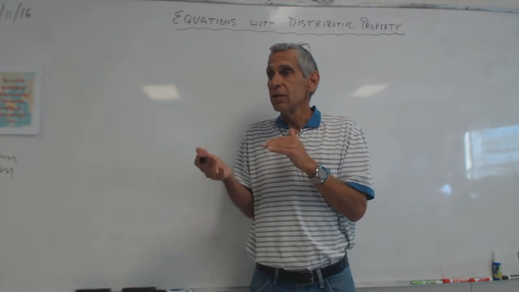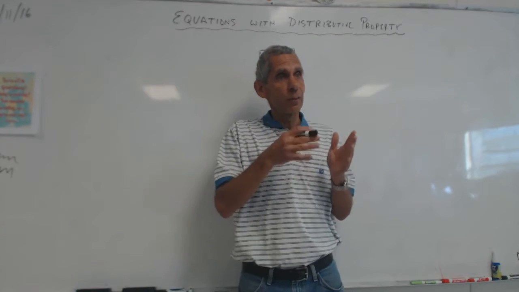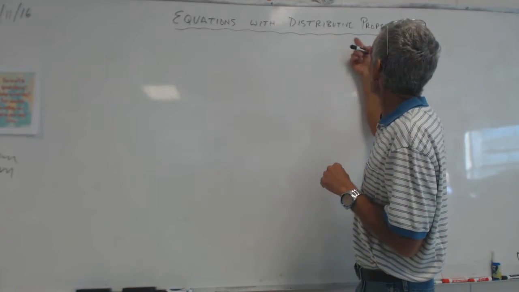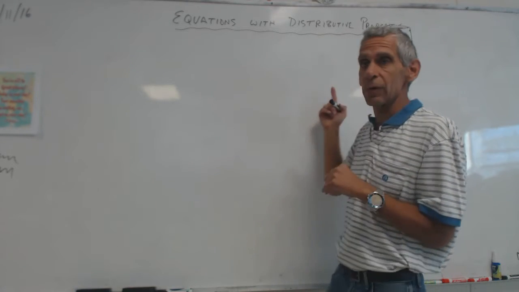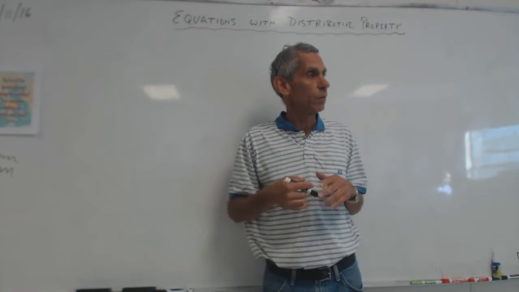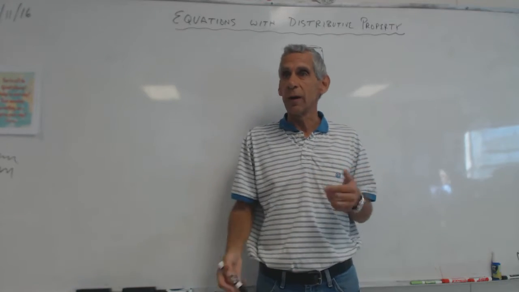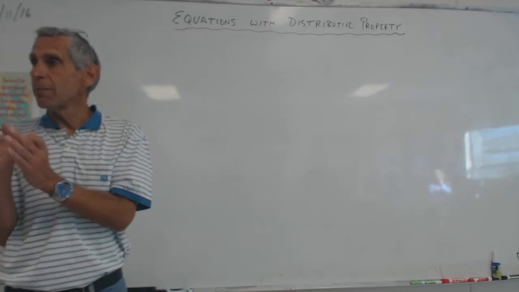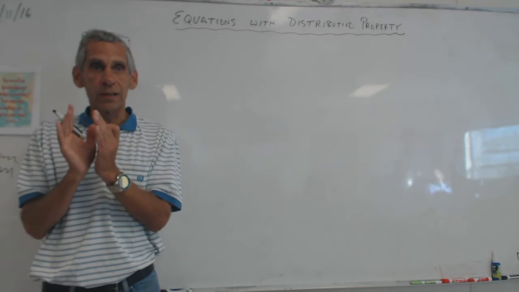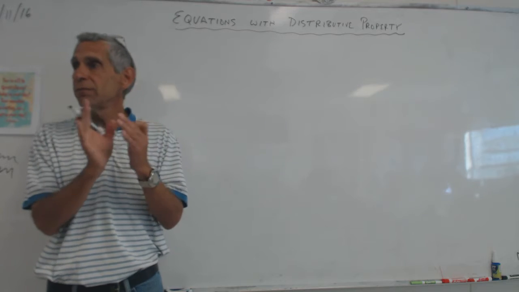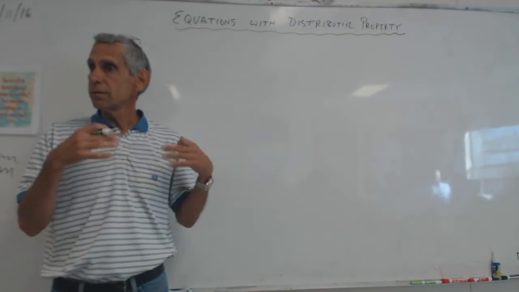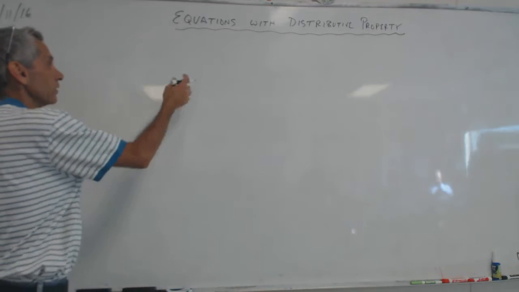What it's doing is I'm adding a level of complexity to an equation. But in order to do this, we've got to first talk about the distributive property. We can't do equations with distributive properties until we know what a distributive property is. So a distributive property is something where you have a number next to a parenthesis, and then you have 2 or 3 or 4 or more terms inside that parenthesis.